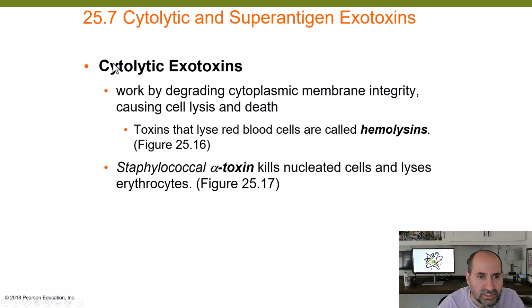Now we're moving on to cytolytic exotoxins. And what cytolytic exotoxins do is they work by degrading the cytoplasmic membrane integrity, causing cell lysis and death. So for example, in lab we talked about hemolysins. Hemolysins would be exotoxins that lyse red blood cells, for instance. Staphylococcal alpha toxin kills nucleated cells and lyses erythrocytes, red blood cells.